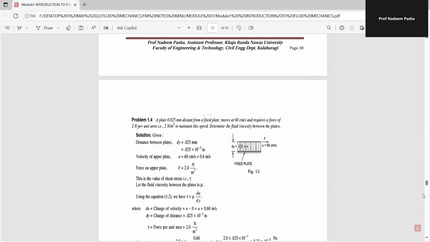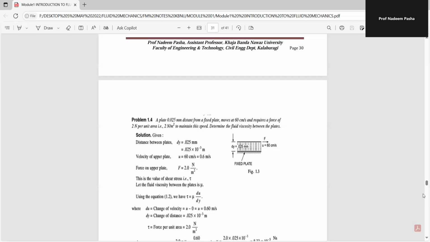So one more problem is there. A plate 0.025 mm distant from a fixed plate moves at 60 centimeter per second and requires a force of 2 Newton per unit area, that is 2 Newton per meter square, to maintain this speed. Determine the fluid viscosity between the plates.